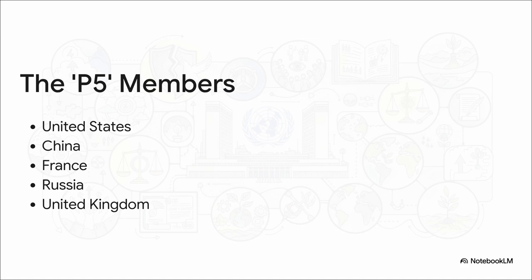The United States, China, France, Russia, and the United Kingdom. They weren't just the victors of the war, they were the major powers of 1945, and their buy-in was seen as absolutely essential for the UN to even work. So this permanent seat and the special power that comes with it was the price of getting them on board.